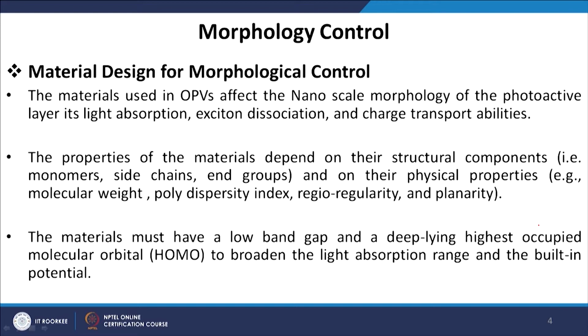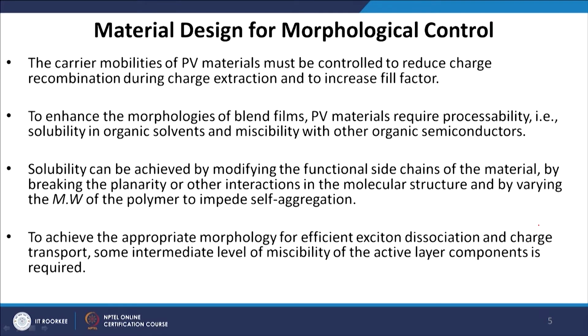The materials must have a low band gap and a deep lying highest occupied molecular orbital, HOMO, to broaden their light absorption range and the built-in potential. The carrier mobilities of the PV materials must be controlled to reduce charge recombination during charge extraction and to increase the fill factor.